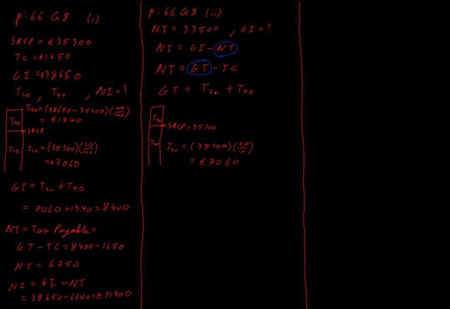Now here, for my tax at 40%, my higher rate of tax, I have to do what? I had my gross income minus my standard rate cutoff point, and I got 40% of that. Well, I can still write that out, but I don't know what my gross income is now, so I have to write gross income minus 35,300, and I want to get 40% of that.